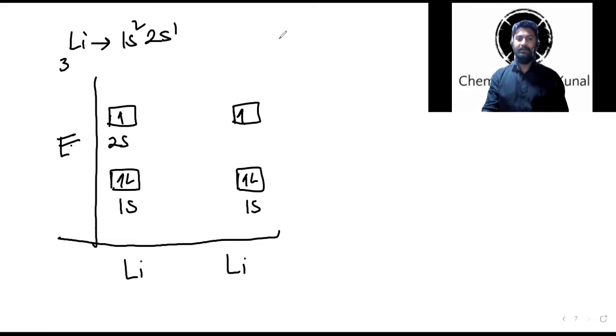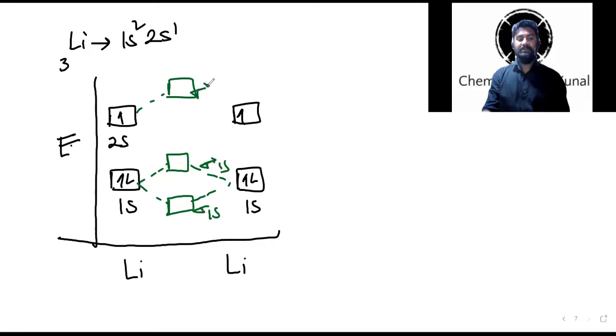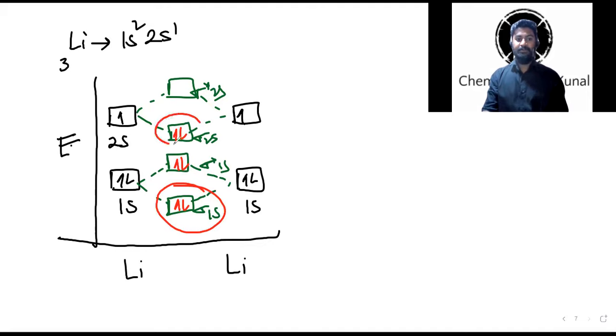Let's allow them to mix. So as they mix, we get sigma star, and pi star, sigma. This is sigma 1s. This is sigma 1s star. This one is sigma star 2s. This one is sigma 2s. So let's fill it up. 2 and 2, 4. So 2 down and 2 up. 1 plus 1, 2. So 2 down. What do you see here? You can clearly see that this electron is bonding. This is bonding. And this one in yellow is anti-bonding.